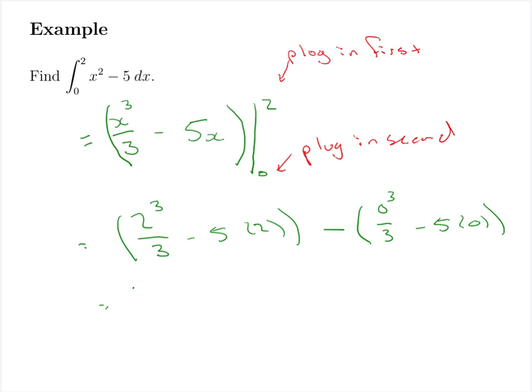2 cubed is 8, so we have 8/3 minus 10 minus 0 here. So 8/3 minus 10 is really 8/3 minus 30/3, so this is negative 22/3. This is the area that we're actually looking at underneath this parabola here from 0 to 2.